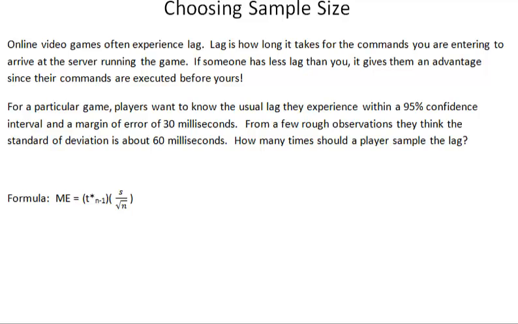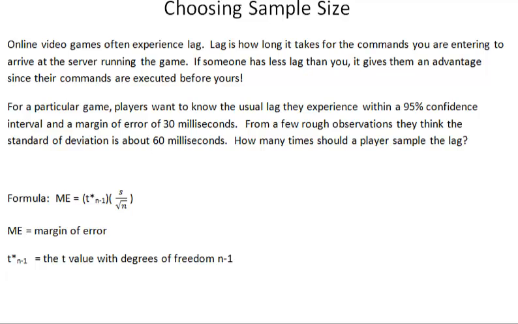Well, our formula in this case is a bunch of funny looking symbols: ME and T star and S and the square root of N, and what? As you know, I like to define variables when I start using formulas. So let's find out what some of these things are. ME represents our margin of error.